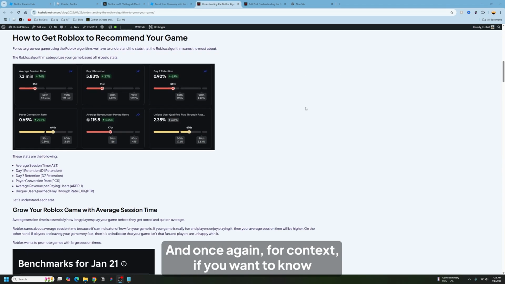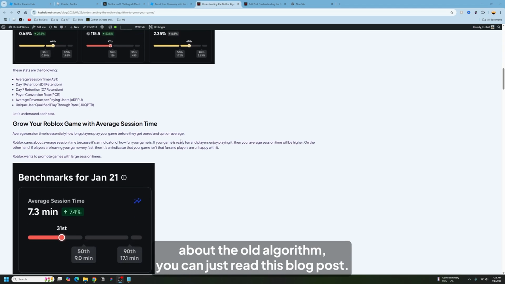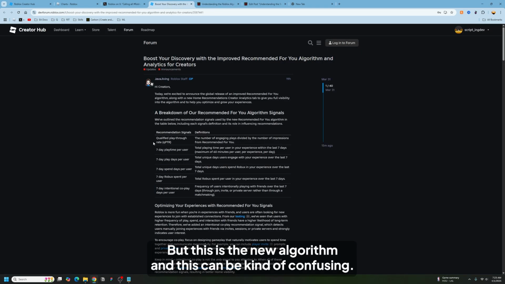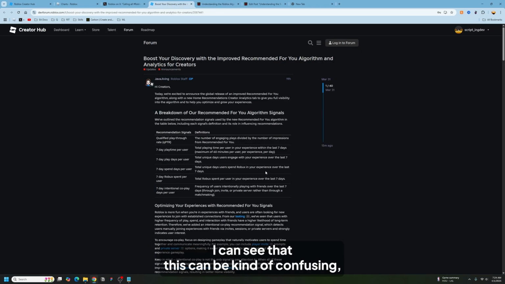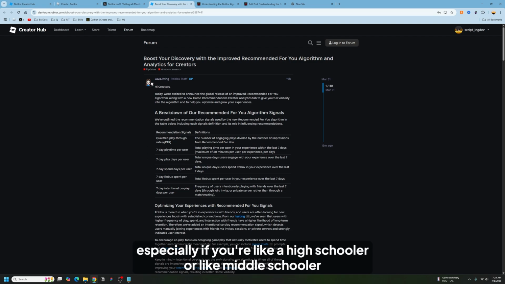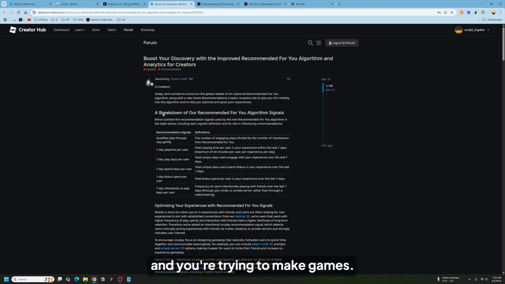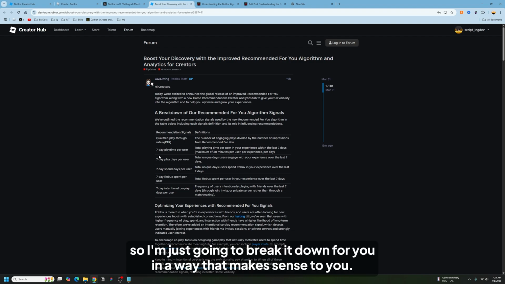And once again, for context, if you want to know about the old algorithm, you can just read this blog post. But this is the new algorithm, and this can be kind of confusing. I can see that this can be kind of confusing, especially if you're a high schooler or middle schooler trying to make games. So I'm just going to break it down for you in a way that makes sense to you.